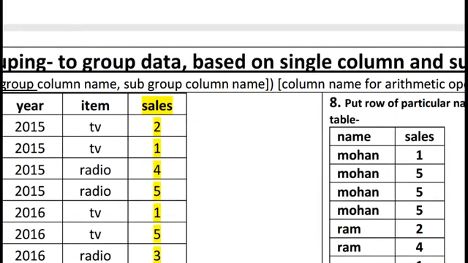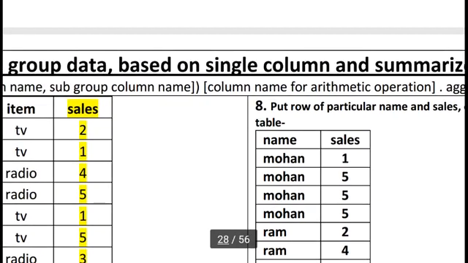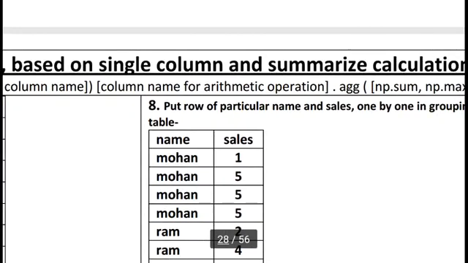Always first select a column which you want to group. Then after selecting the column, also select another column which has numerical data. Then after this you can select the operation, which type of operation you want to see.